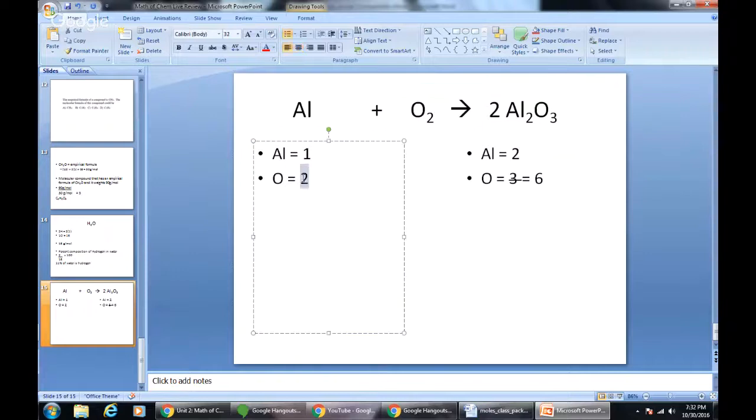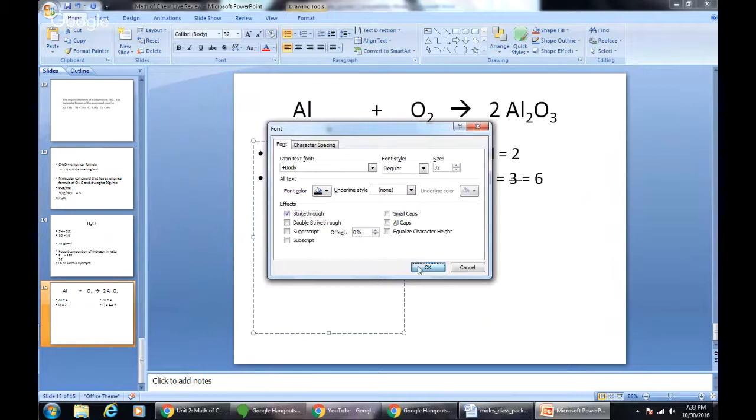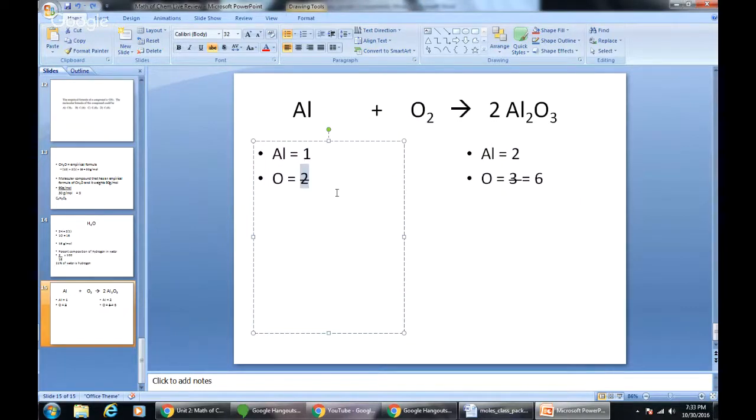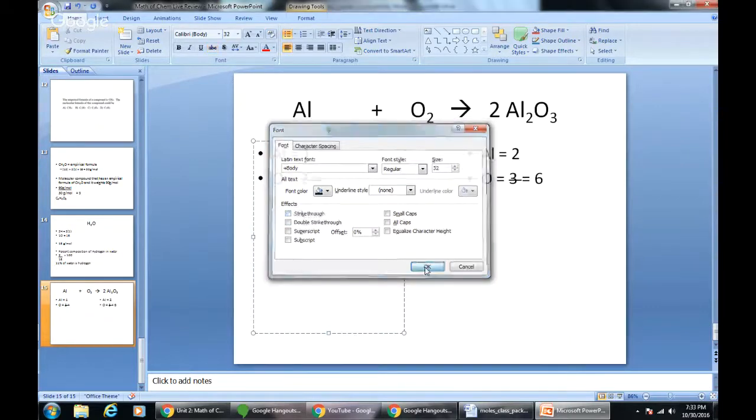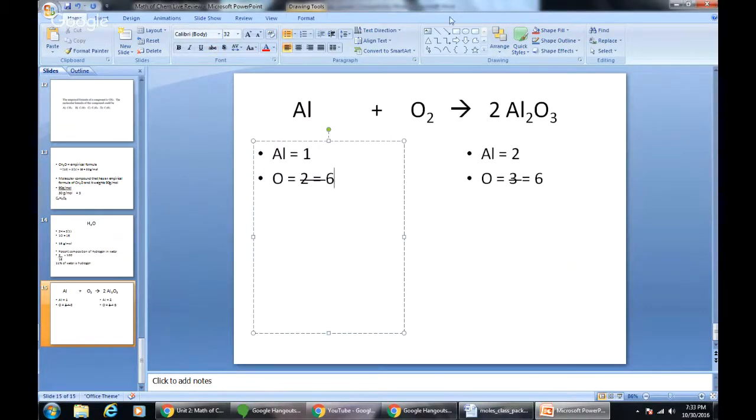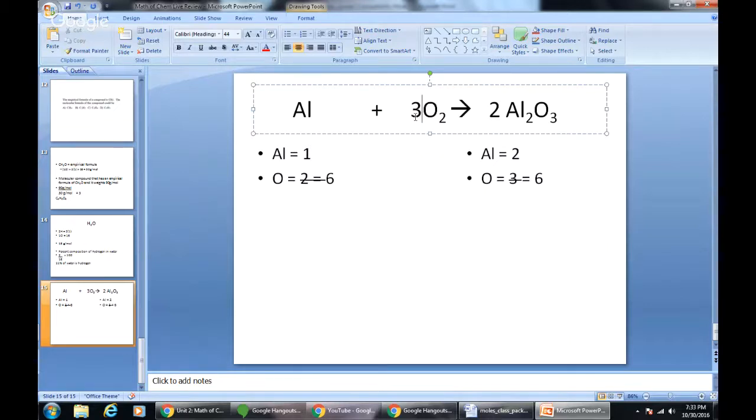To make 6 over here, I need to add 3 to the front of this. Do you see that? All right, so 3 times 2 is 6. So that's balanced, but I have the problem with the other one, aluminum. I did put a 2 here, so I need to make sure my aluminums are reflecting what's in the actual formula now. So 2 times 2 is 4.